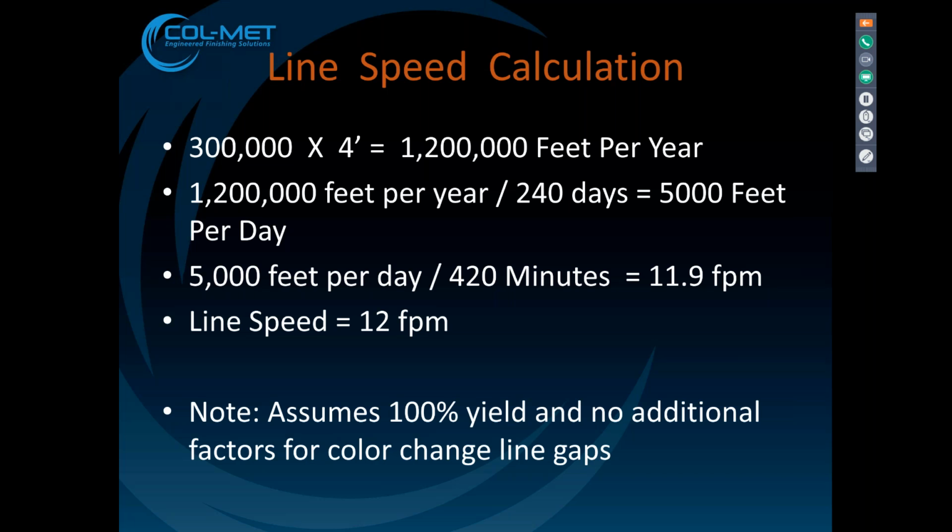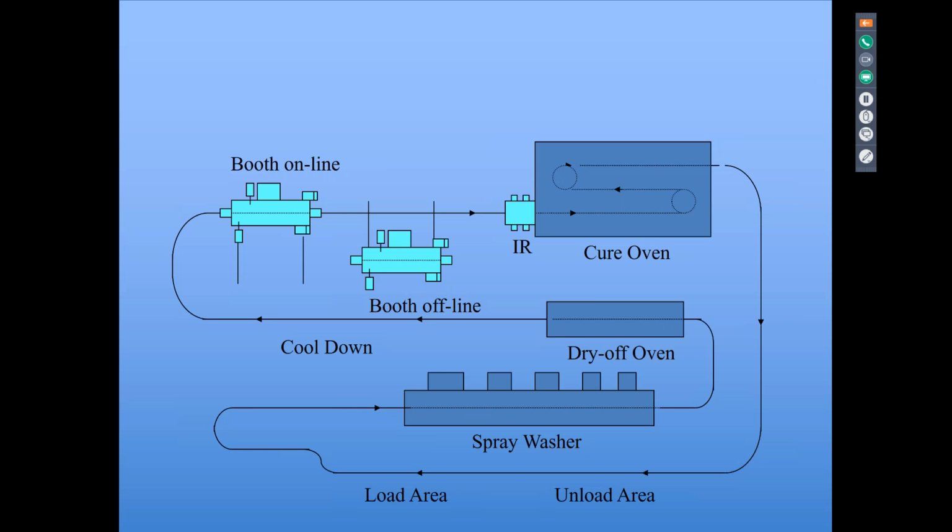Now, this assumes that there's 100% yield, and we have not calculated anything in this scenario for color change or line gaps. It's 100% yield of their production requirements. But bear in mind, what we're doing here is just conceptually putting together a conceptual solution for this customer. With that information, here is a layout that we could actually design for the system, to give him a conceptual layout of what we would propose to meet his requirements.